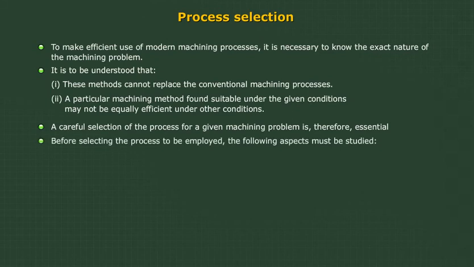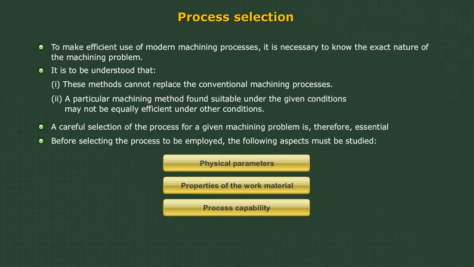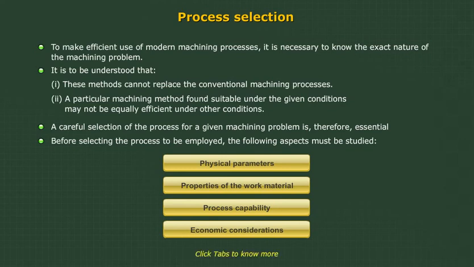Before selecting the process to be employed, the following aspects must be studied. 1. Physical parameters. 2. Properties of the work material and the shape to be machined. 3. Process capability. 4. Economic considerations.